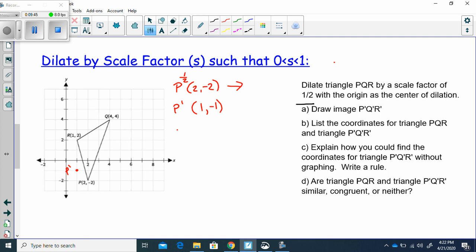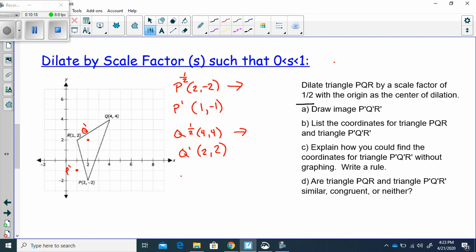Now let's do Q. Our pre-image Q is at 4, 4. If I want to dilate it by a scale factor of 1/2, I'd multiply both of those by 1/2. Half of 4 would give me 2. Half of 4 would give me 2. Our image Q prime is at 2, 2. There's Q prime.